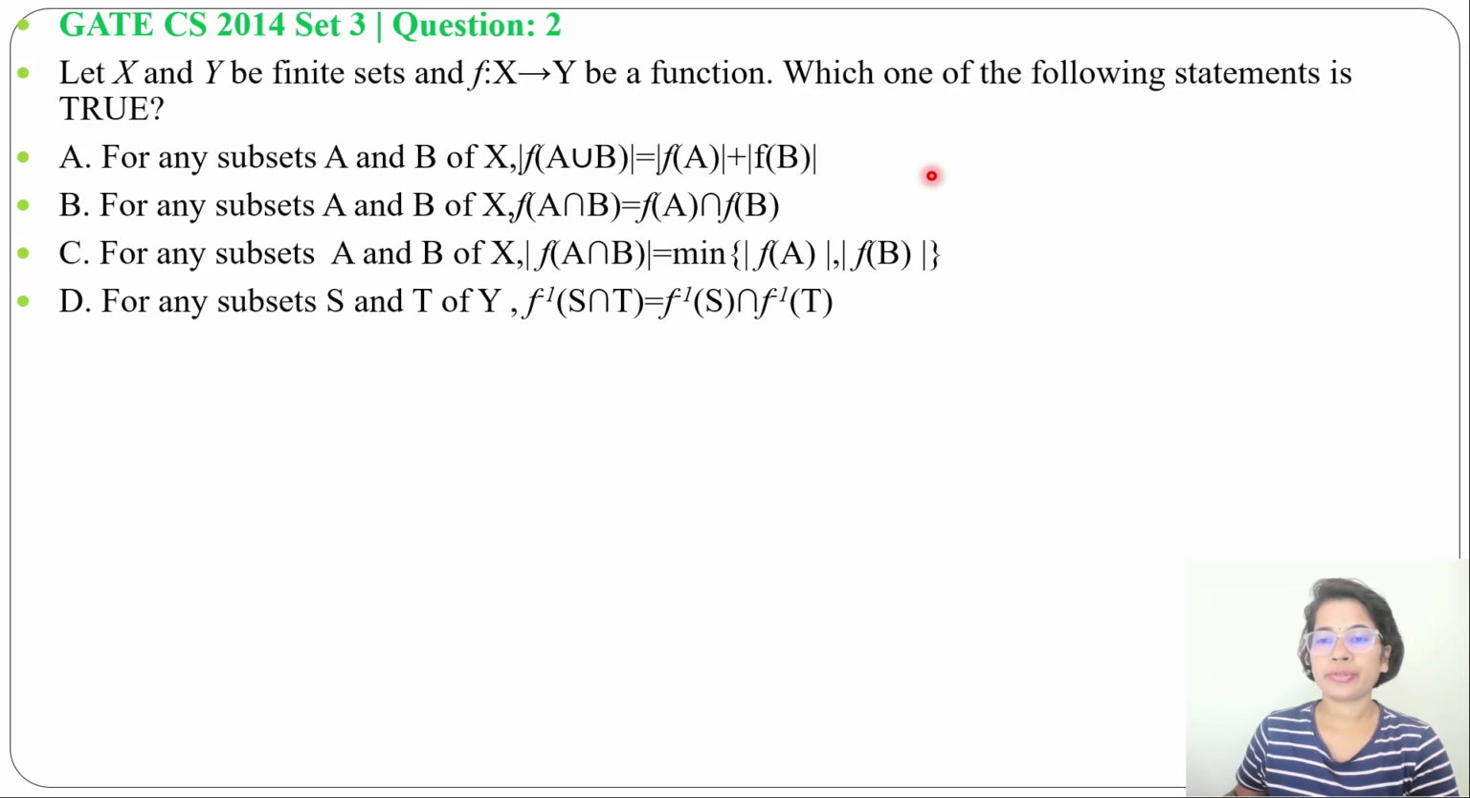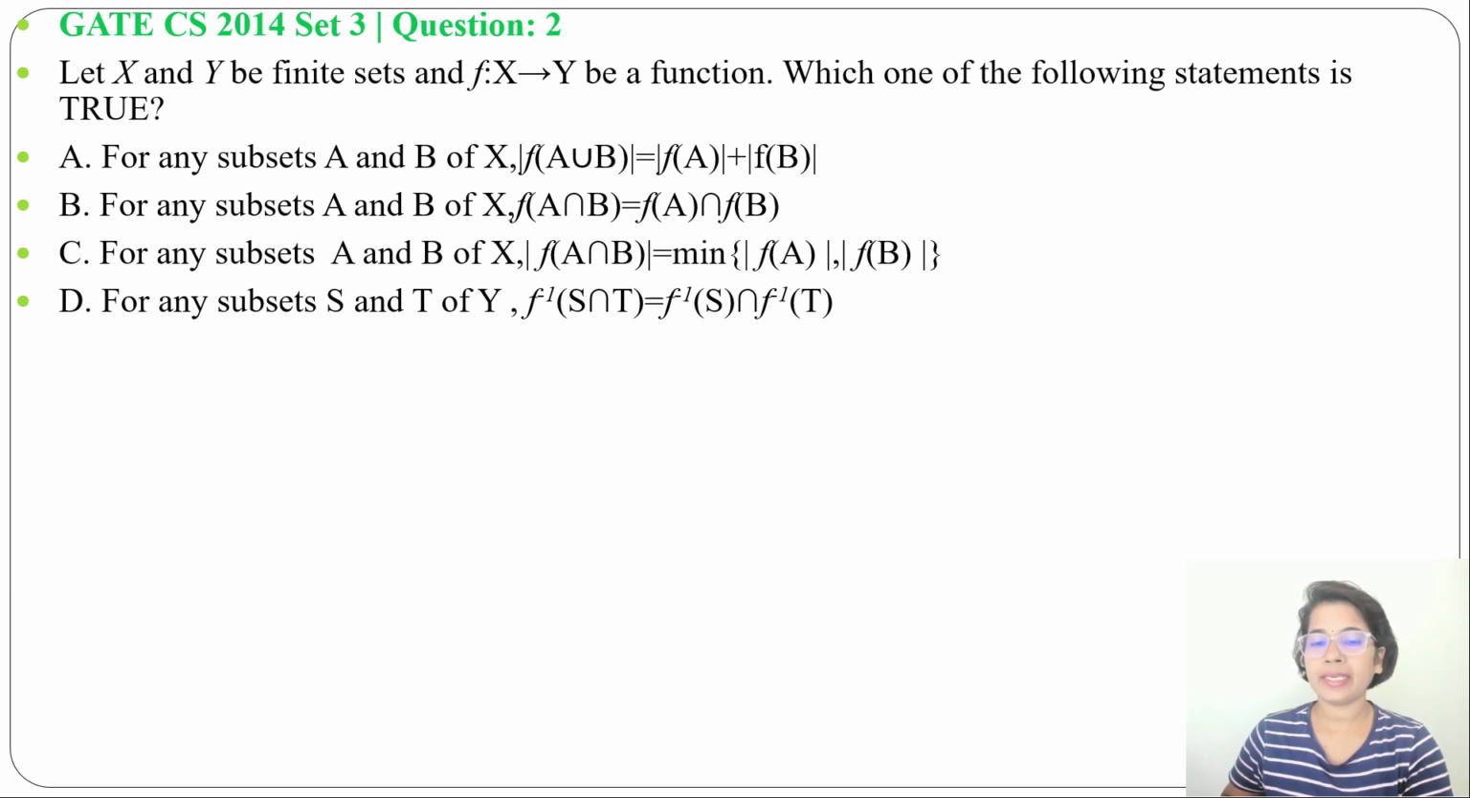Let's solve one previous question of function from set theory. This question was asked in GATE CS 2014 set 3 question number 2. Let X and Y be finite sets and f: X → Y be a function. Which one of the following statements is true? Four options are given. Let's analyze them one by one.